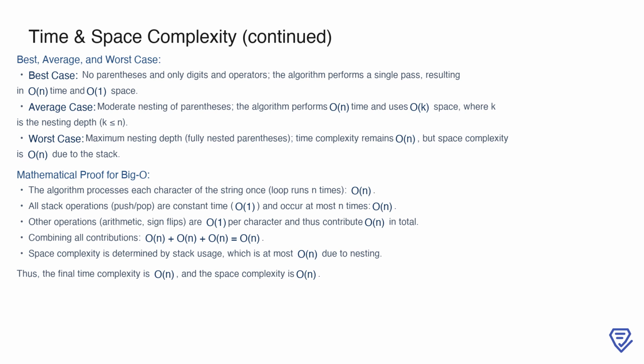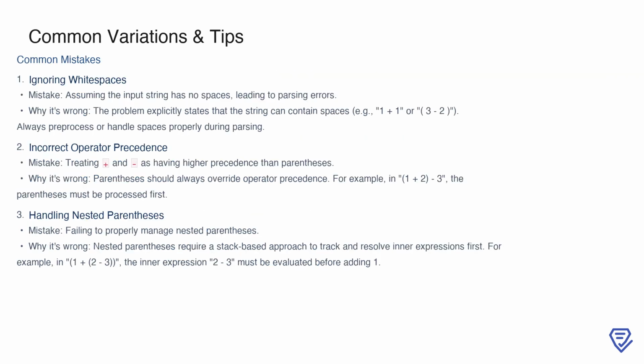When we combine all contributions, the final time complexity is O(n), and the space complexity is O(n) due to the stack. In this section, we'll discuss some common mistakes that can trip you up when solving the basic calculator problem. First, let's talk about ignoring whitespaces.